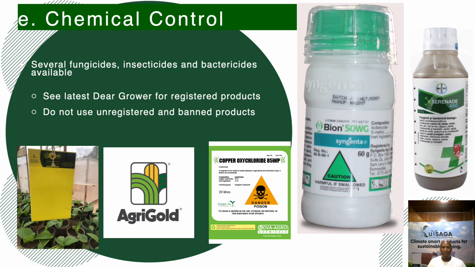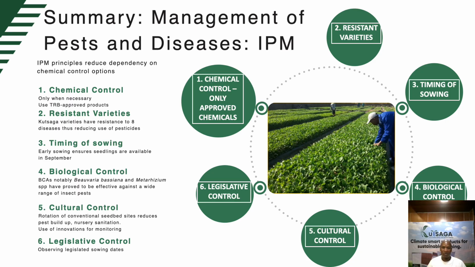This is to help us manage resistance in the seed as well. So it's a summary of integrated pest management. You need to apply chemicals only when necessary, and those chemicals must be TRB approved. You need to grow tobacco varieties with resistance to the different diseases that we have. And at Kutsaga, we have about 8 diseases that have been bred for resistance to. You need to time your sowing, no sowing before the set dates.